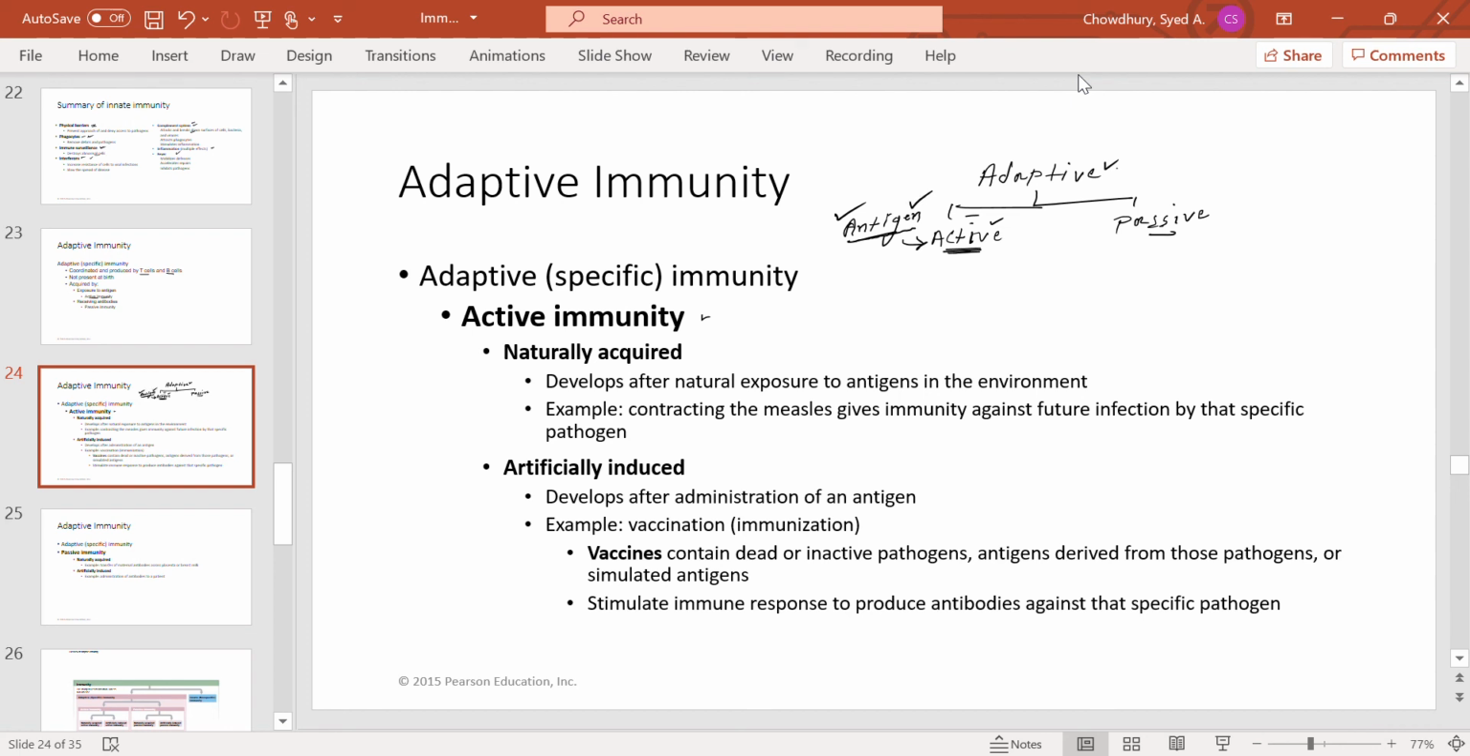Passive immunity your body gets not by the presence of antigen but antibody. So your body doesn't need the antigen to produce passive immunity. Okay, it is given by antibody without the presence of antigen. Now active could be natural and artificial, right? Natural, artificial. Now good example of natural is what?